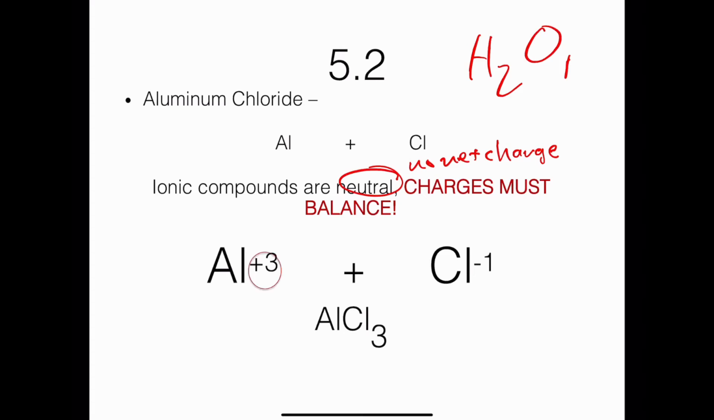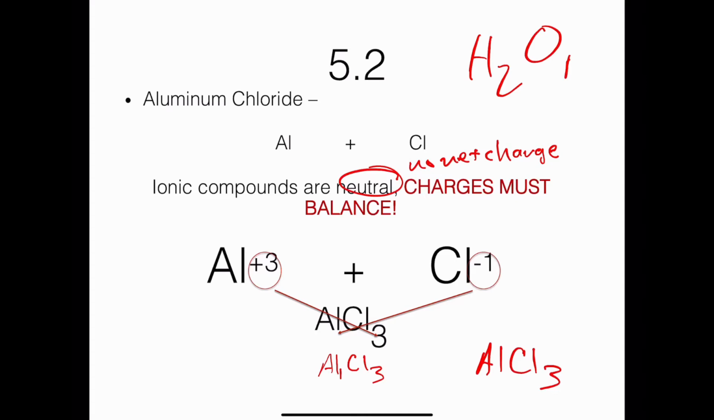So the other way to look at this is to take the charges and use what we call the crisscross method. So this takes the 1 on chlorine and puts it at the base of aluminum, and then it takes the 3 on aluminum and puts it at the base of chlorine. And then at this point, we can just go through and remove any 1s, and then what we end up with is AlCl3.